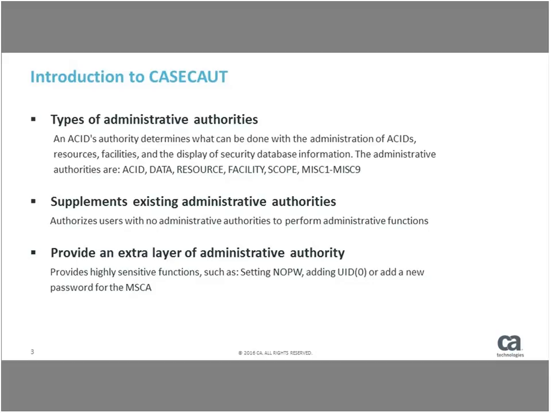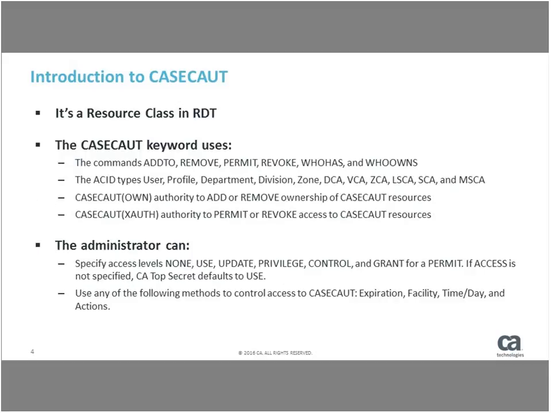The second way CA CASECAUT comes in is to provide an extra layer, kind of like a multi-factor, where the administrator has authority to do something, but in certain areas there are some sensitive functions like setting NOPW or adding a super user UID 0 or changing the master's SCA. Where those are really highly sensitive functions, CA CASECAUT provides an extra layer of security for that.